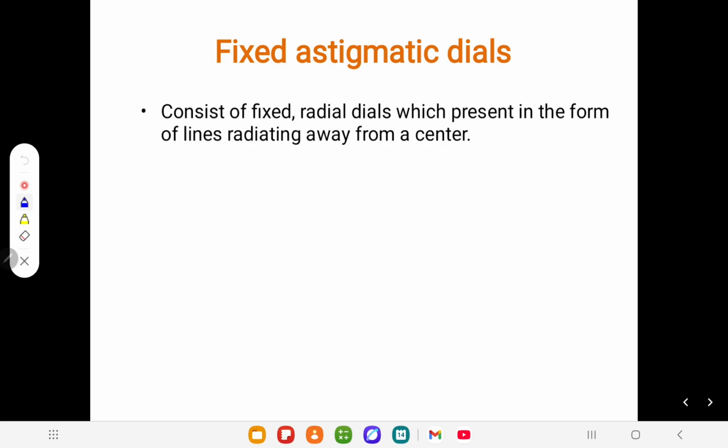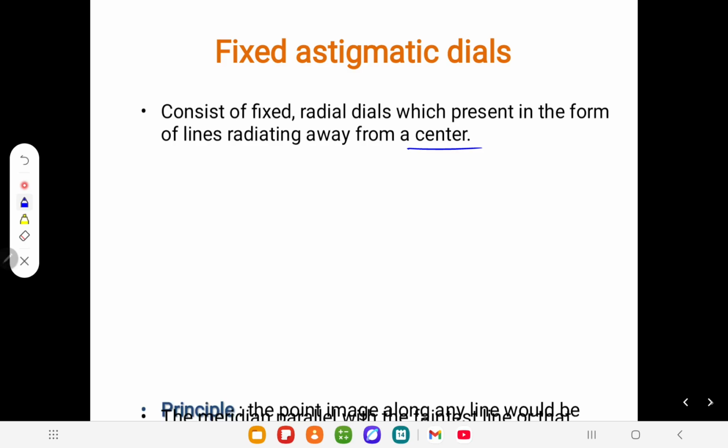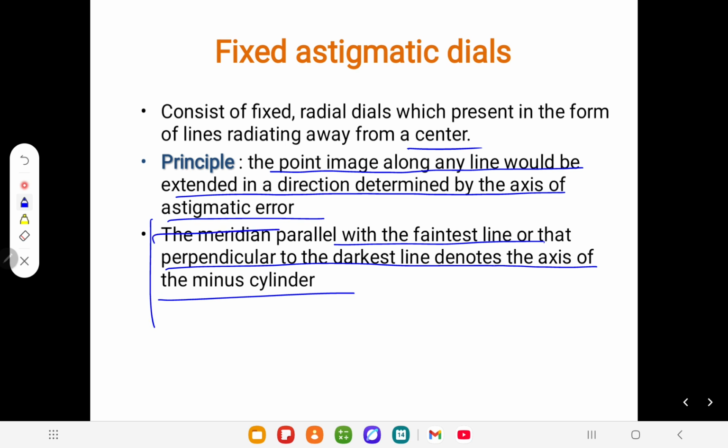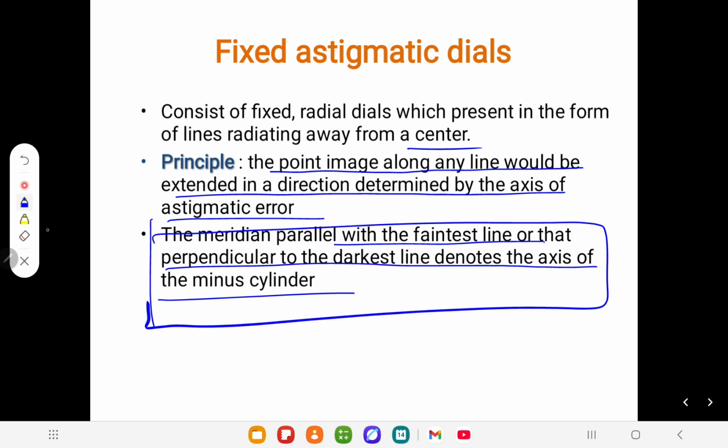Okay, so the fixed dial, the astigmatic dial, consists of a fixed radial dial which is present in the form of lines radiating away from the center, which is basically like a clock, isn't it? So in principle the point image along the line would be extended in a direction determined by the axis of the error. The meridian parallel with the faintest line that is perpendicular to the darkest line denotes the axis of the minus cylinder.